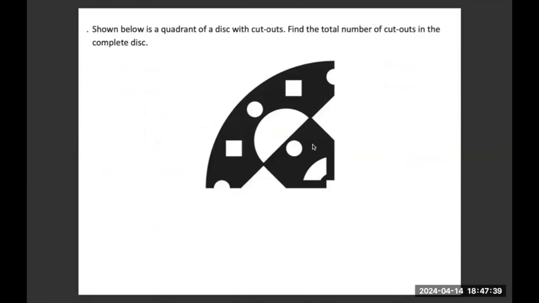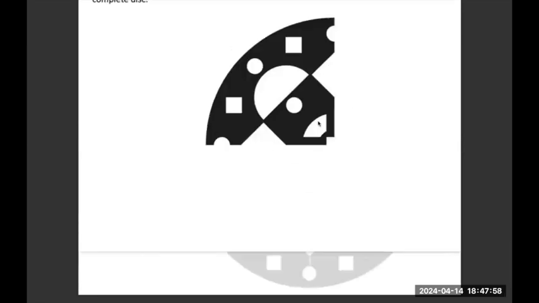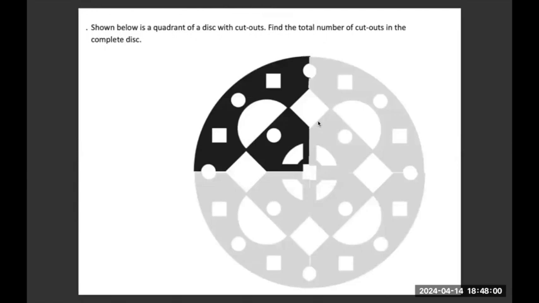What you are given here is a quadrant of a disk with cutouts. Find the total number of cutouts in the complete disk. In this case, we have to find the total. This is one quadrant, but the whole disk will have the same quadrants. So when I complete the whole disk, this is what the disk will look like.